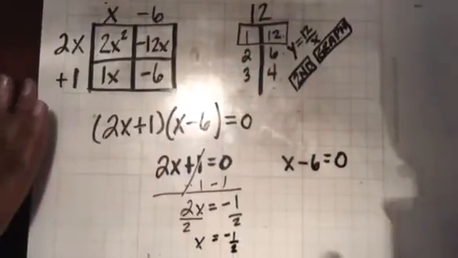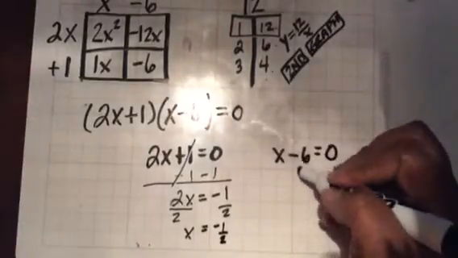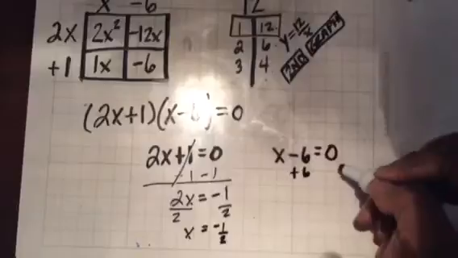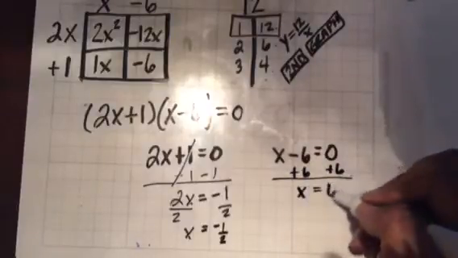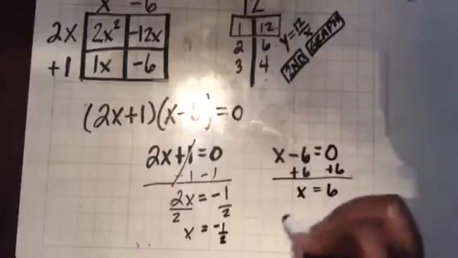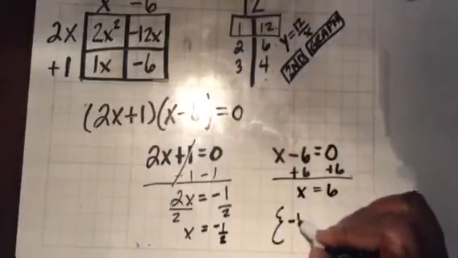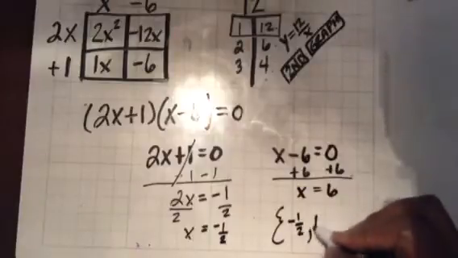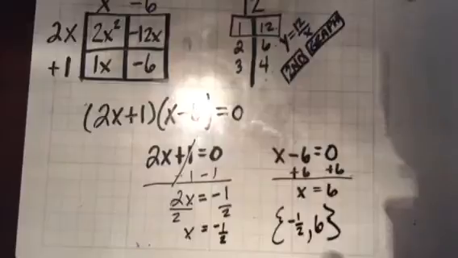All right. And now this one. So we're going to add 6 to both sides. And x equals 6. So here's my solution set: negative 1 over 2 and 6. Okay? That's solving by factoring and using the zero property.